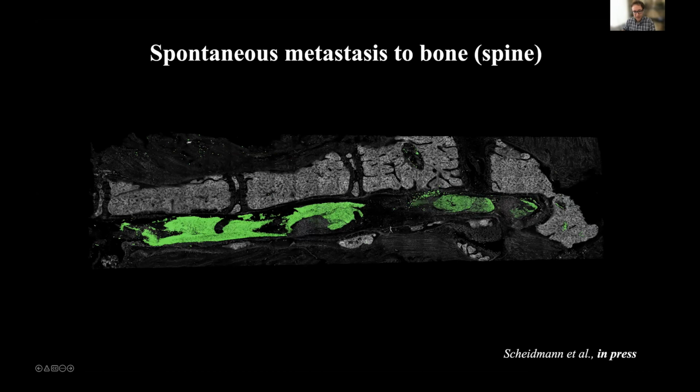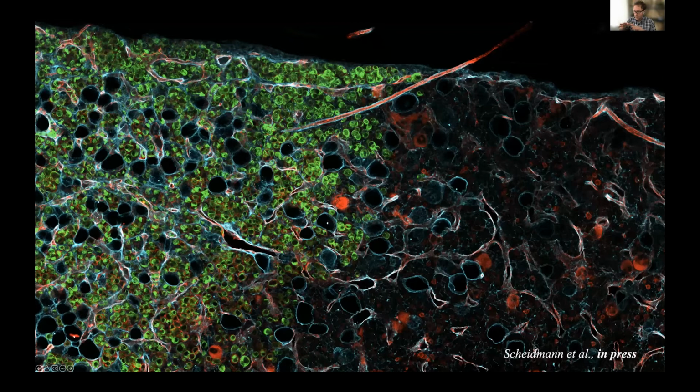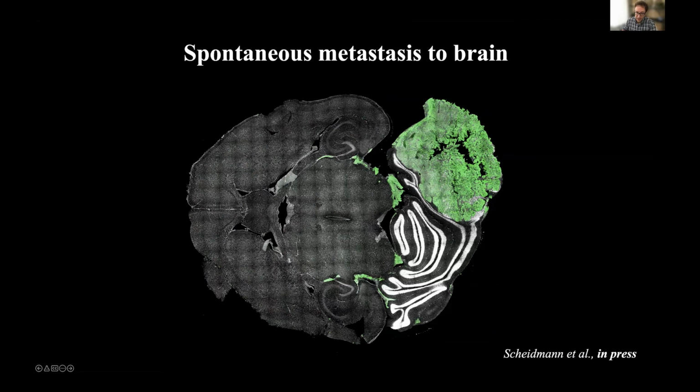This is the spinal cord. We see DTCs in single cell and cluster form, huge metastasis here as well. A close-up picture showing you how cancer cells invade the characteristic bone structure that you see here. Metastasis to the brain. This is a very large metastasis, probably arrived earlier than others. I'm not sure if the resolution here allows it, but you can also see, hopefully, micrometastasis and disseminated tumor cells throughout the brain.